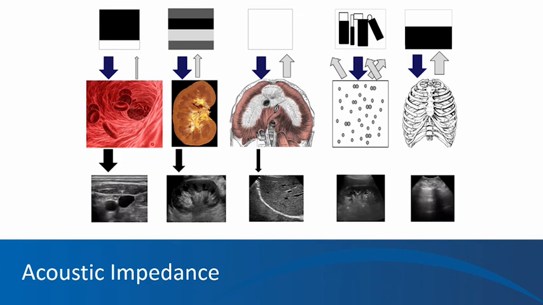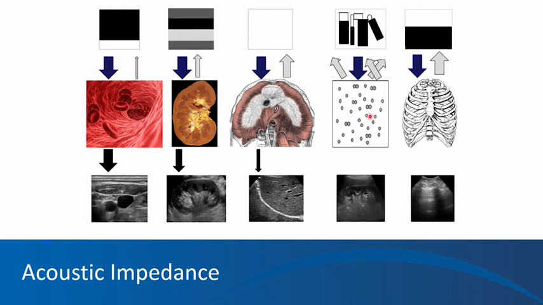For example, blood and clear fluids such as ascites and effusions allow most of the ultrasound waves to pass through them and hence appear black on the screen. And solid organs such as kidneys and liver reflect some ultrasound waves and transmit some waves, so they appear in different shades of gray. Fibrous structures such as diaphragm reflect most and transmit some ultrasound waves. They appear white on the screen.